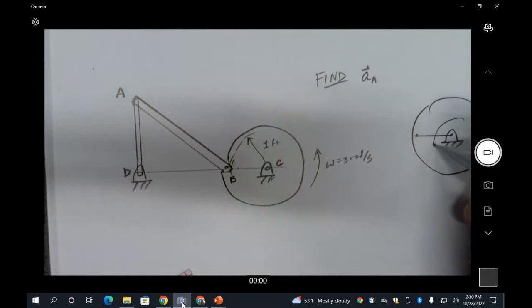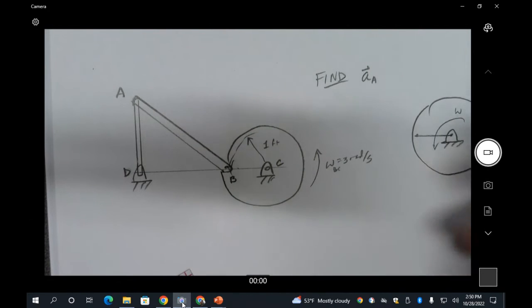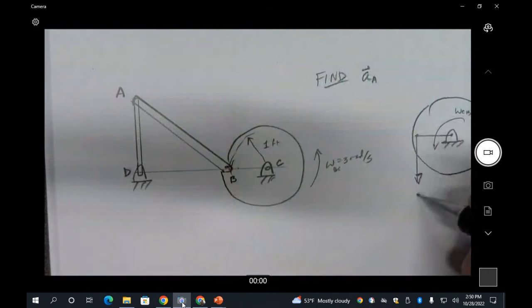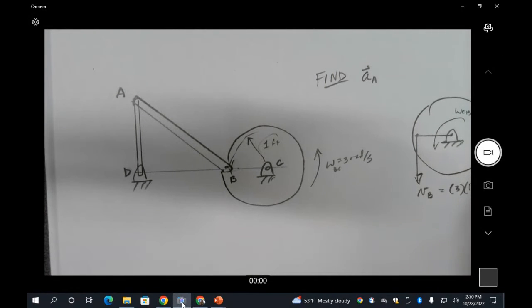All right, so this guy is moving at omega, let's call him BC, alphabetical order. So his velocity is going to be down. So velocity B is coming that way right here. And it's just going to be 3 radians per second times this distance, which is 1 foot. So that's going to be 3 feet per second. Gotcha.